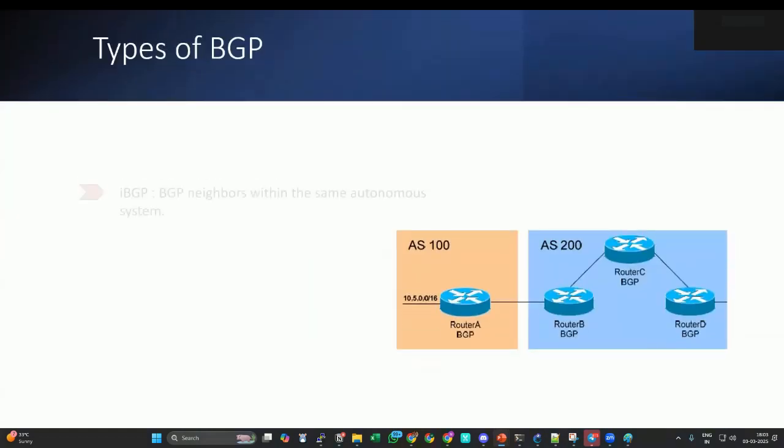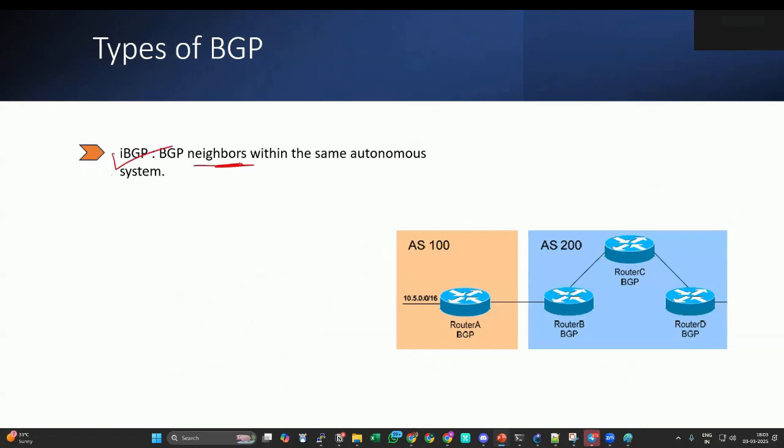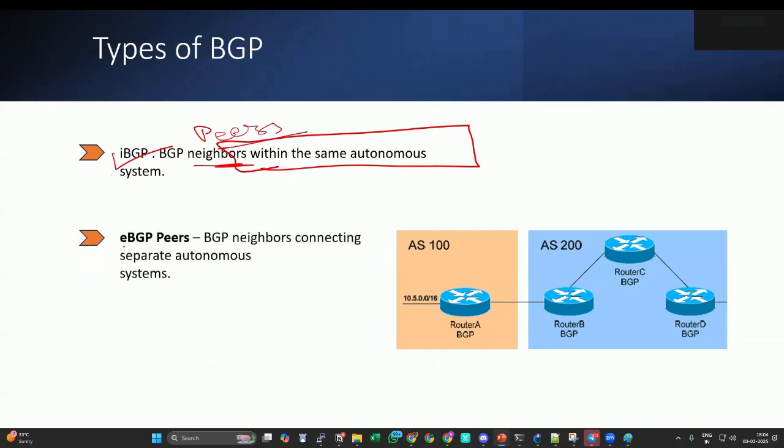There are two types of BGP. One is iBGP, where the BGP peers are within the same autonomous system, while eBGP, which is external BGP, has neighbors in different autonomous systems. In this topology, if you are making the BGP peering between B, C, and D, which are part of the same autonomous system 200, this is referred to as iBGP. If you are making the peering between A and B, they are part of different autonomous systems, so it will be referred to as eBGP.